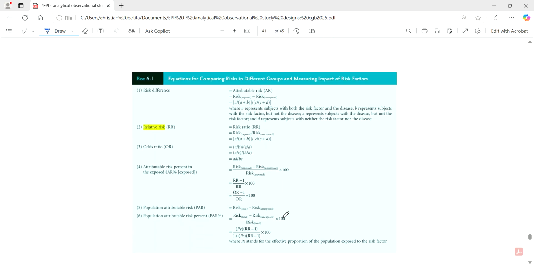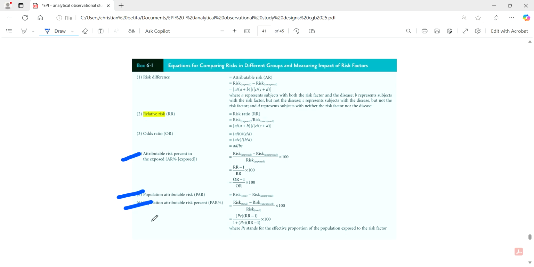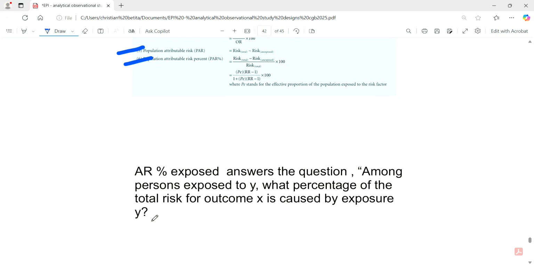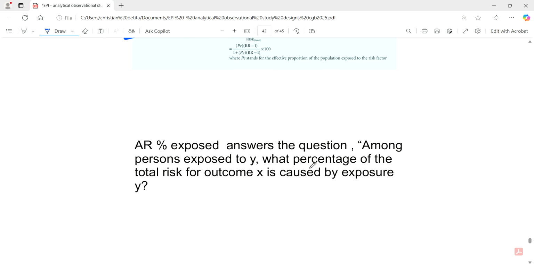All right, so these are the equations for comparing risks in different groups and measuring impact of risk factors. So for purposes of completion, I will also be explaining your attributable risk percent, your population attributable risk, and your population attributable risk percent. Okay, so attributable risk percent answers the question among persons exposed to Y, what percentage of the total risk for outcome X is caused by the exposure?